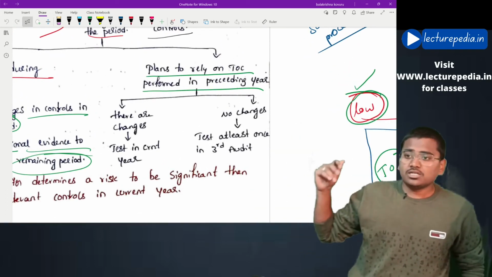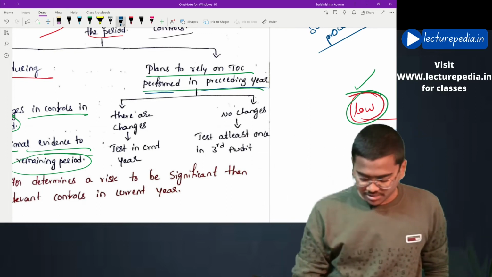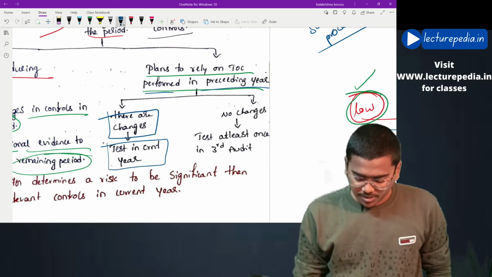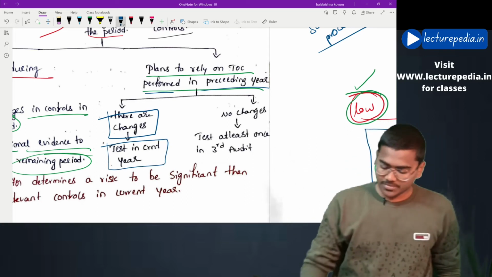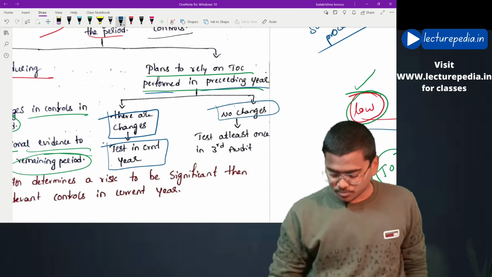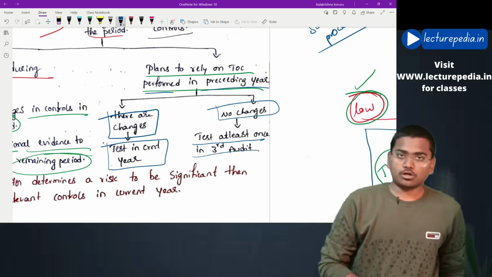Plans to rely on test of controls performed in the preceding year. First of all, he will check whether there are changes to the controls. In this case, he will perform test of controls in the current year. On the other hand, if he finds that there are no changes in the controls, in that case, the auditor has to make sure that he will test at least once in every third audit. Hope this is clear.